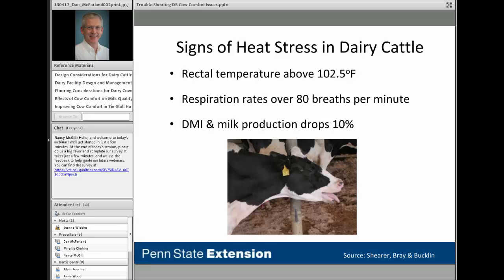We look at heat stress, the signs of heat stress in dairy cattle, a rectal temperature above 102.5 degrees Fahrenheit, respiration rates over 80 breaths per minute, and dry matter intake and milk production drops at 10%. It's now kind of indicated that when the temperature humidity index goes over 68 degrees, cows are starting to feel the effects of heat stress. The key in this is to try to not let them get to that point.